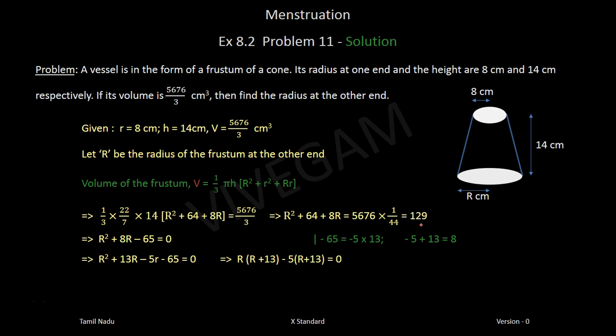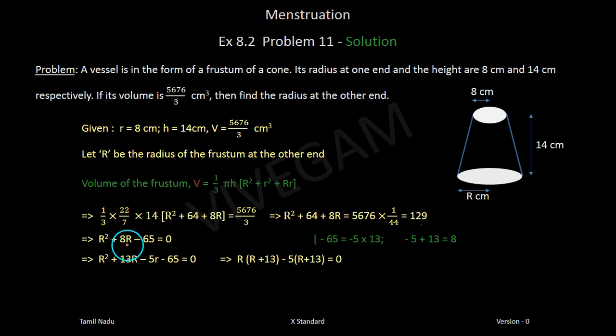Now this is a quadratic equation. You need to solve it to get the value of R. So this becomes capital R square plus 8R, and this 129, if it comes this side, it will become 64 minus 129. That is minus 65, and that's equal to 0. Now we'll have to factorize 65 in such a way that when you add or subtract the factors you get this 8. So minus 65 is minus 5 into 13. And if you look at it, minus 5 plus 13 is 8, which is the coefficient of R here.